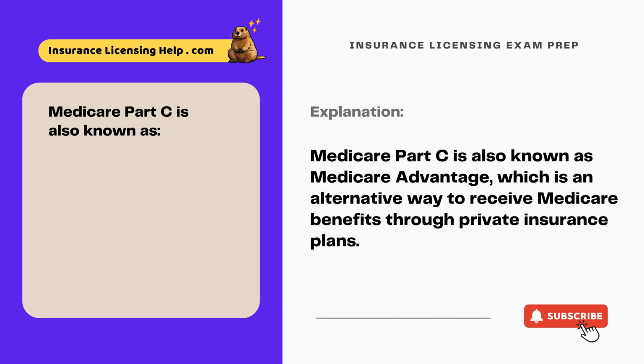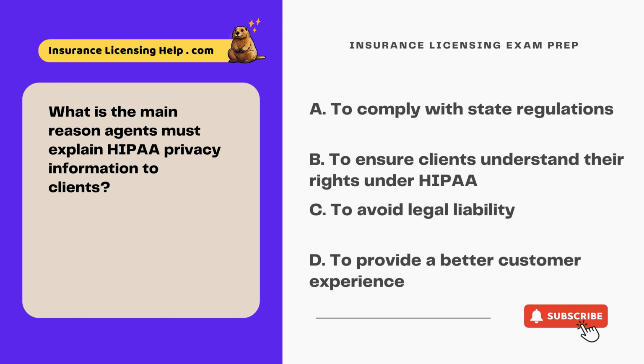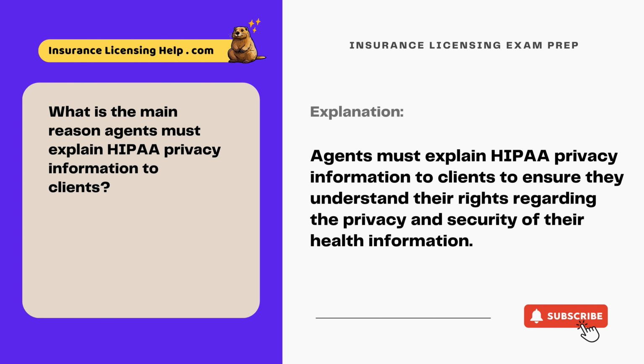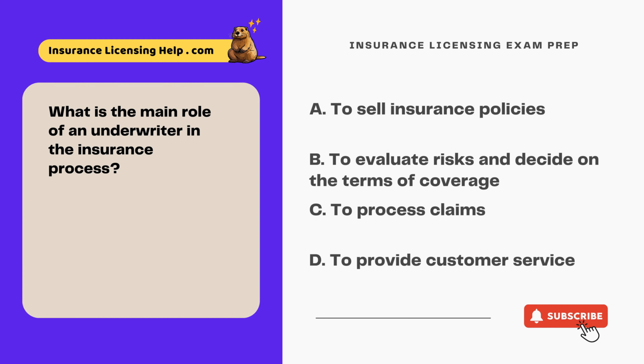through private insurance plans. What is the main reason agents must explain HIPAA privacy information to clients? A. To comply with state regulations. B. To ensure clients understand their rights under HIPAA. C. To avoid legal liability. D. To provide a better customer experience. The correct answer is B. To ensure clients understand their rights under HIPAA. Agents must explain HIPAA privacy information to clients to ensure they understand their rights regarding the privacy and security of their health information. What is the main role of an underwriter in the insurance process?